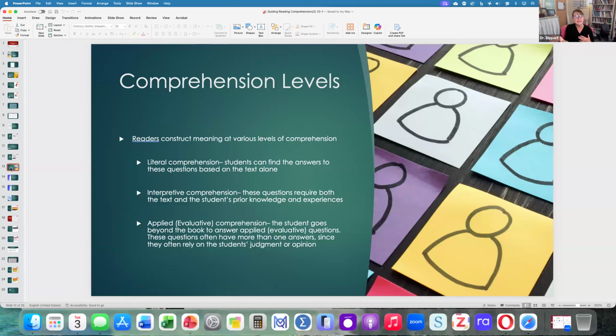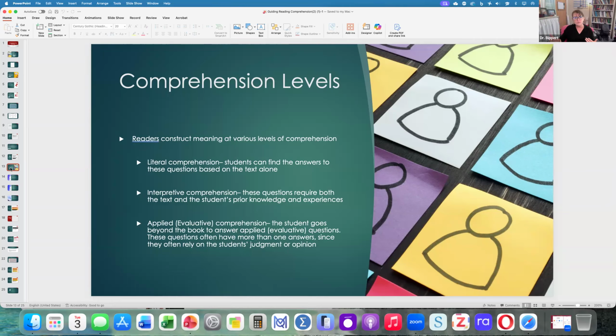Interpretive means I take the text, I take what I know, I put them together, and I come up with the right answer. The right answer. But then applied, evaluative, that's where you can have a variety of answers. Evaluative or applied is where the student goes beyond the text. They're thinking about the topics, they're thinking about what they learned, but their answer is going to probably be unique to their situation or their experiences and so forth.